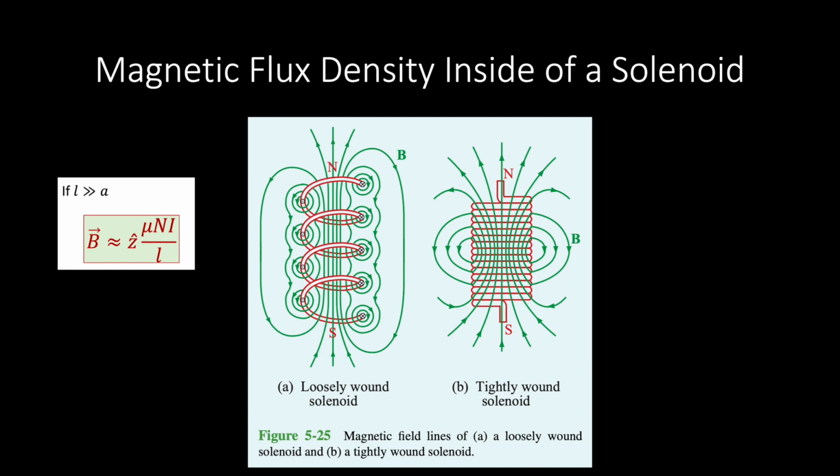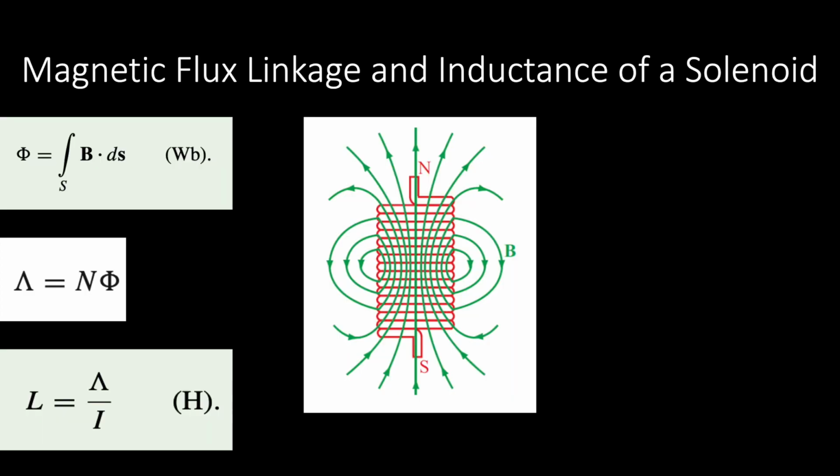loosely wound solenoid. The direction of the magnetic flux density may also be derived using the right-hand rule, which is denoted by Z hat. Overall, the efficiency of the inductive heating depends on the strength of the magnetic flux density, which is dependent on factors such as the length, number of turns, and current of the solenoid.